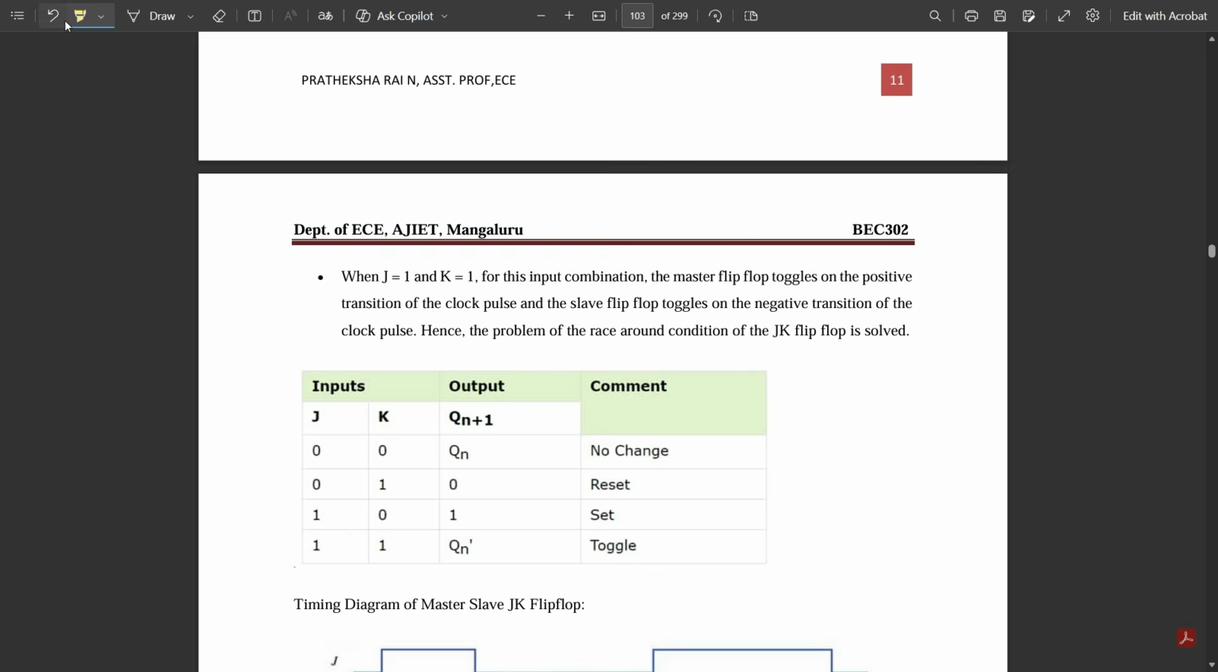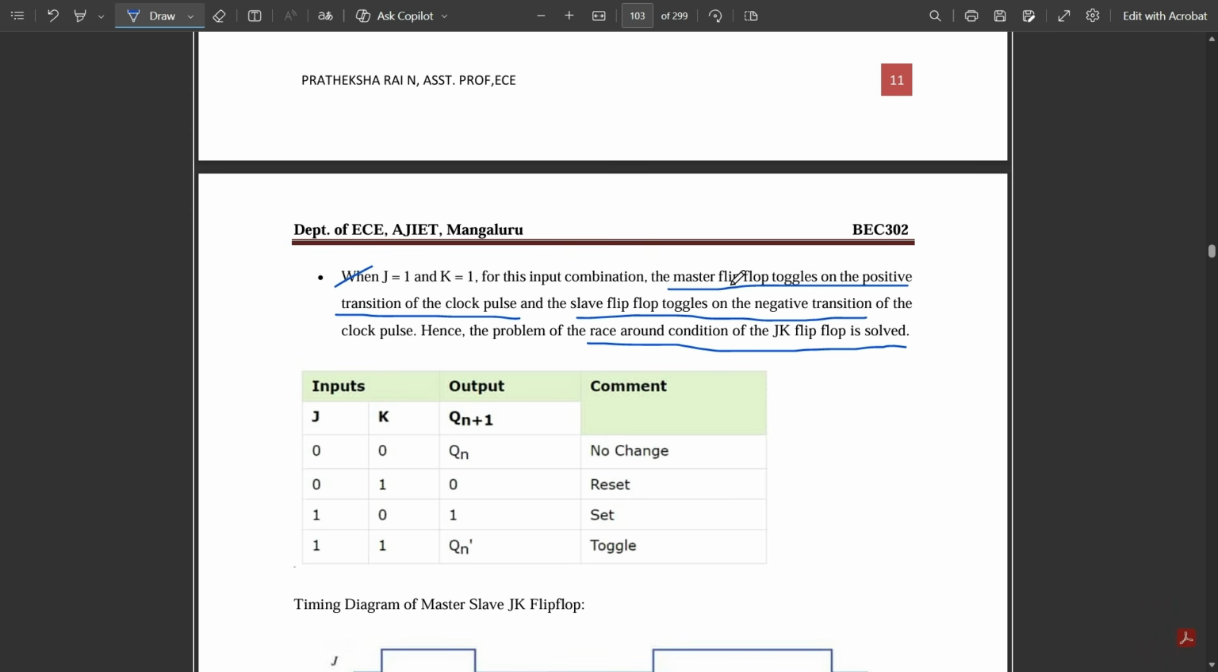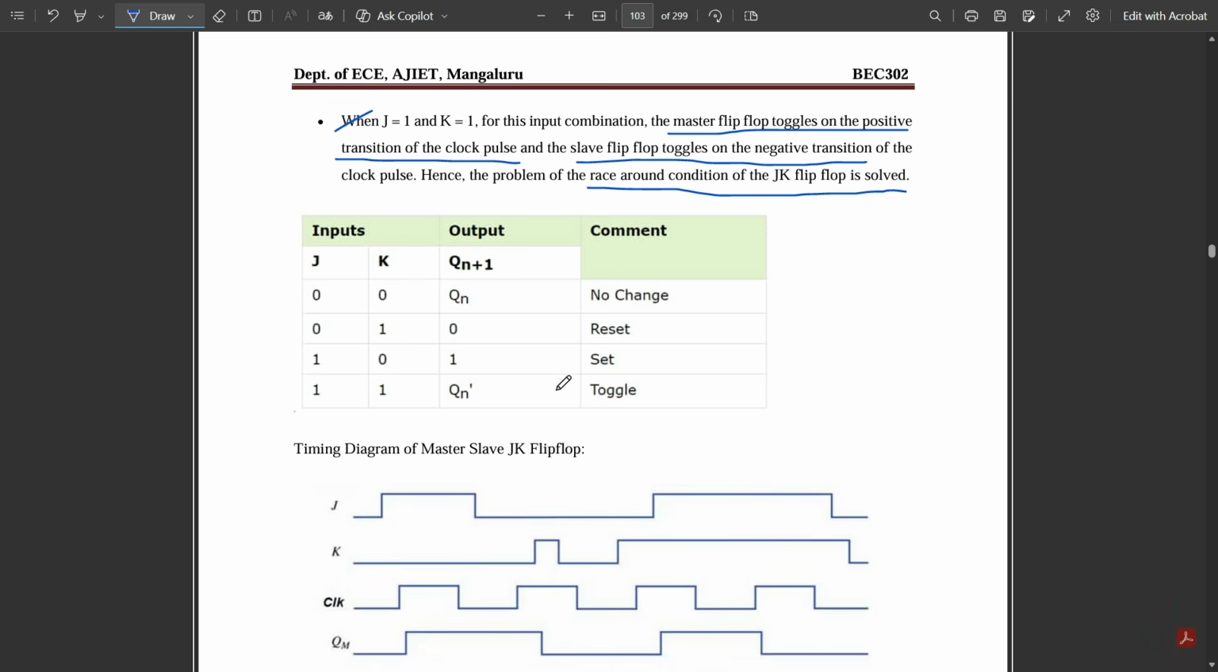In the final case, when both the inputs are high, that is, J and K both equal to 1, the master flip flop toggles on the positive transition of the clock pulse and the slave flip flop toggles on the negative transition of the clock pulse. Hence, the race around condition of the JK flip flop, the invalid forbidden state condition, is solved because of the toggling. So these were the four cases, and this is the truth table for the master slave JK flip flop for the four input combinations 00, 01, 10, 11.